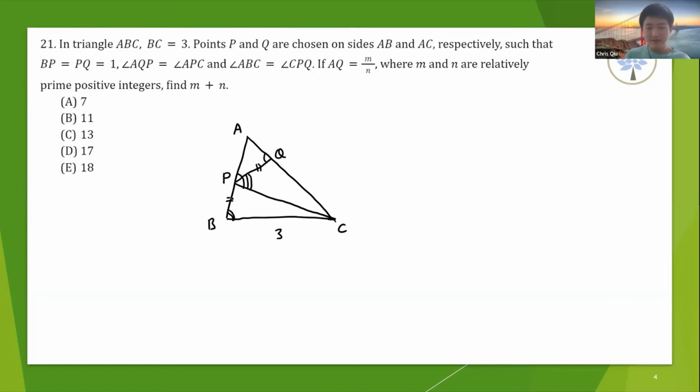So in questions like this, these angle equalities are quite suspicious, and it makes us think if we can find a circle that's tangent to some line. And one main candidate of such a circle is the circumcircle of triangle PCQ. And let's see if we can prove that circle CPQ is tangent to line AB.